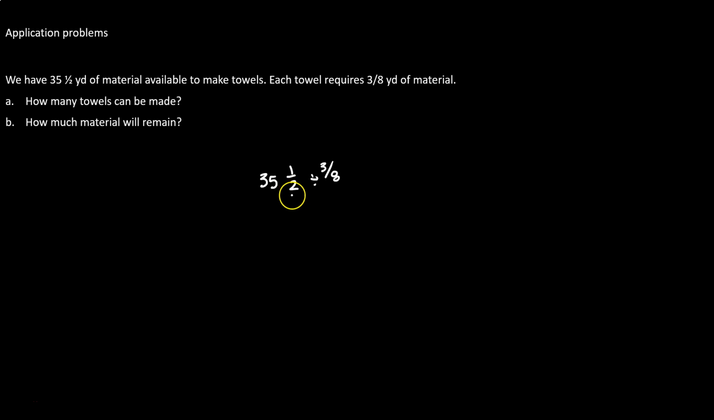To do this division, I'm going to recommend that we turn 35.5 into an improper fraction. So 35 times 2 is 70, plus 1, that's 71 halves. And we're dividing that by 3/8. When two fractions must divide, don't ask why, just flip and multiply. So 71 over 2 times 8 over 3.